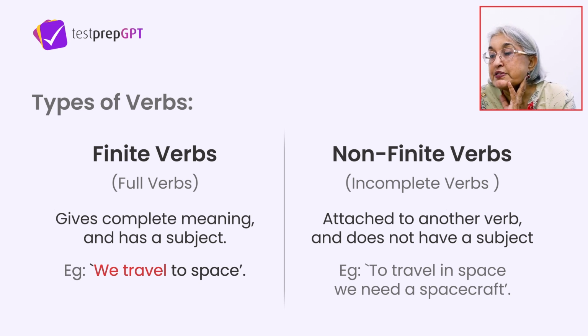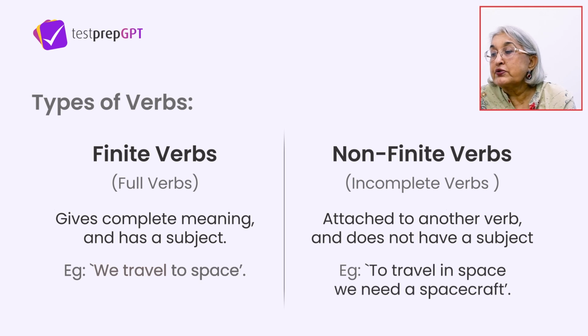The second type is attached to another verb and does not have a subject. So please see the difference between the finite and the non-finite verb: a finite verb has a subject. A non-finite verb does not have a subject. Alright, so I hope that's clear.